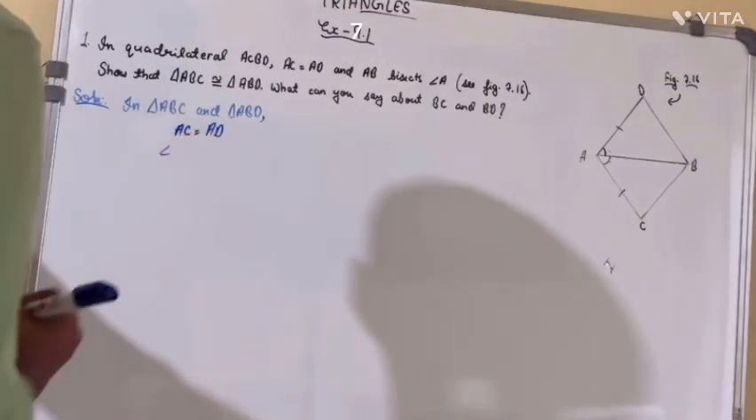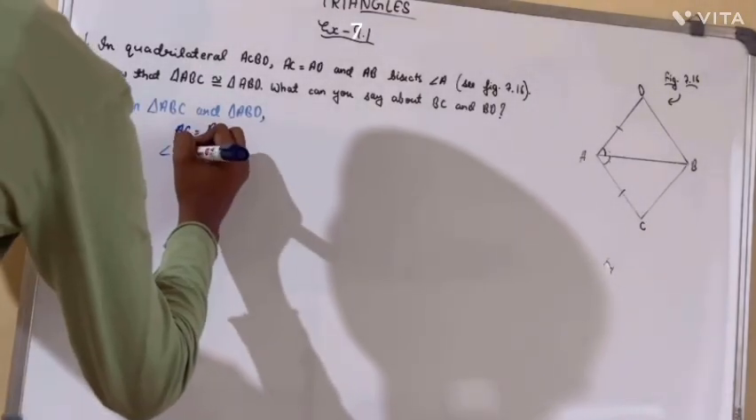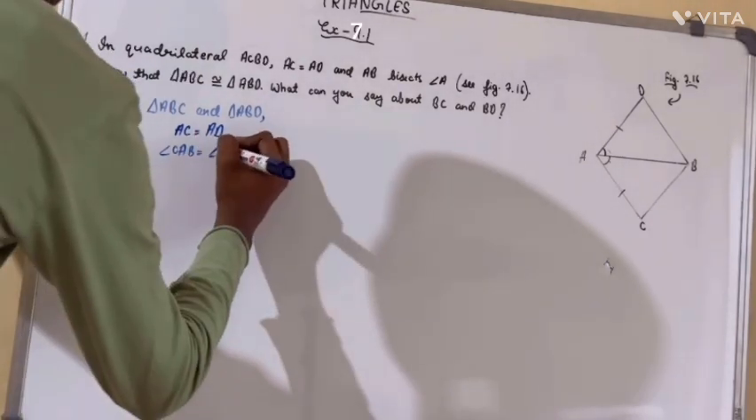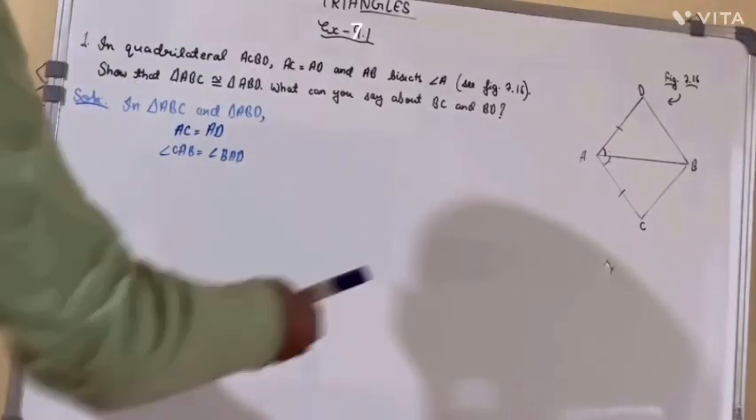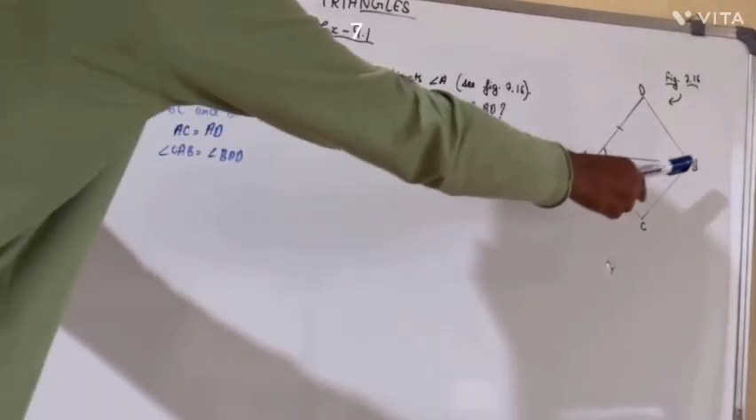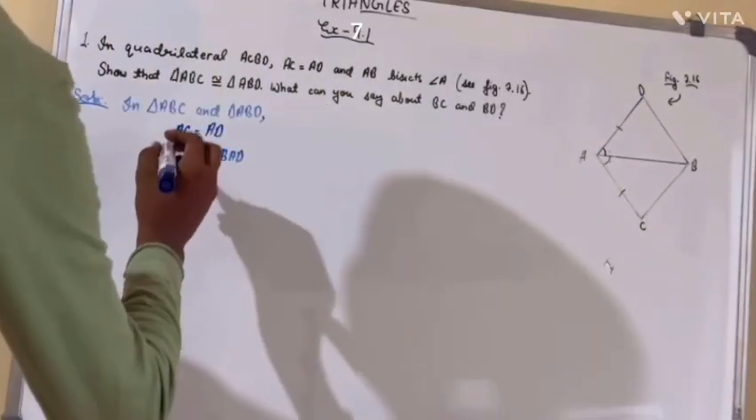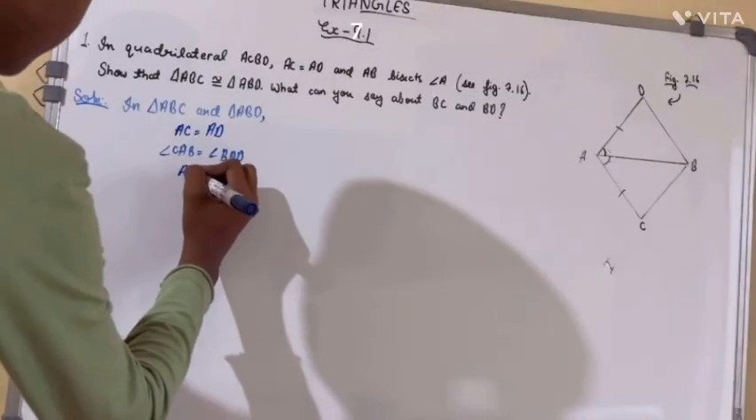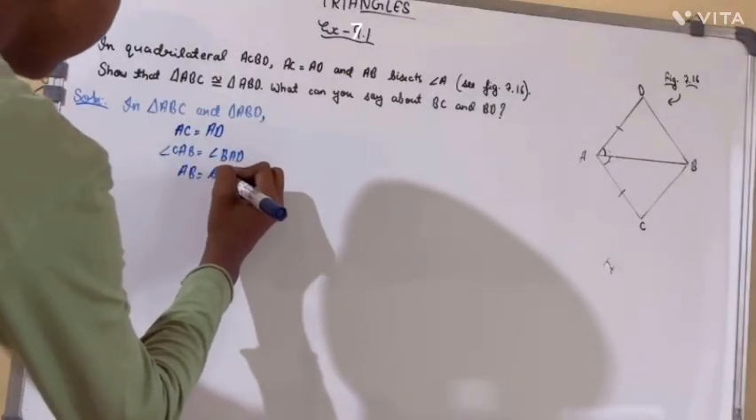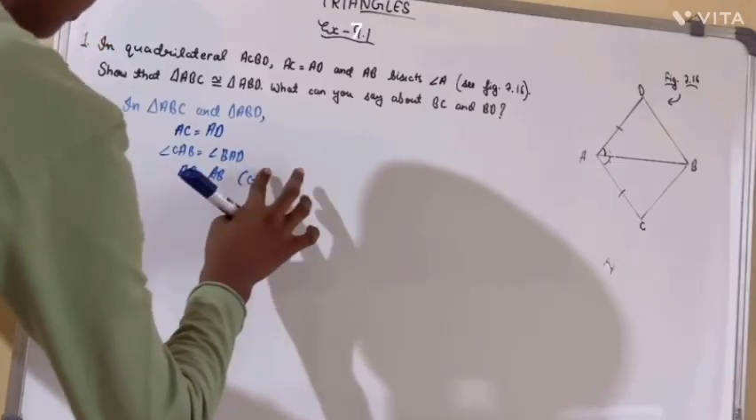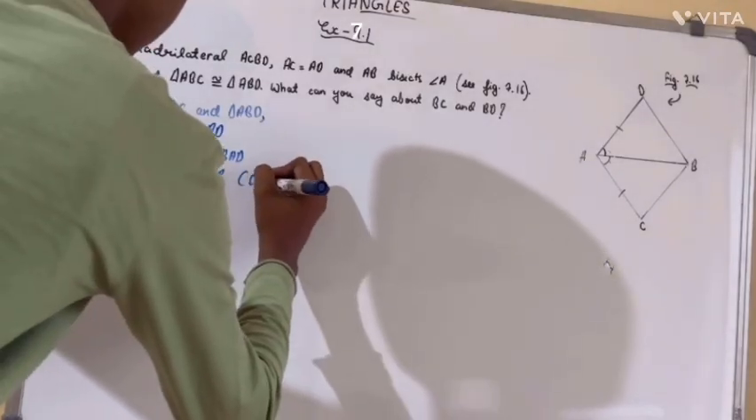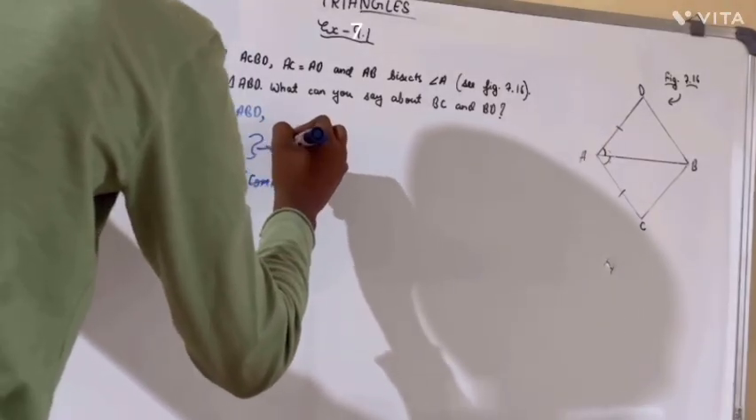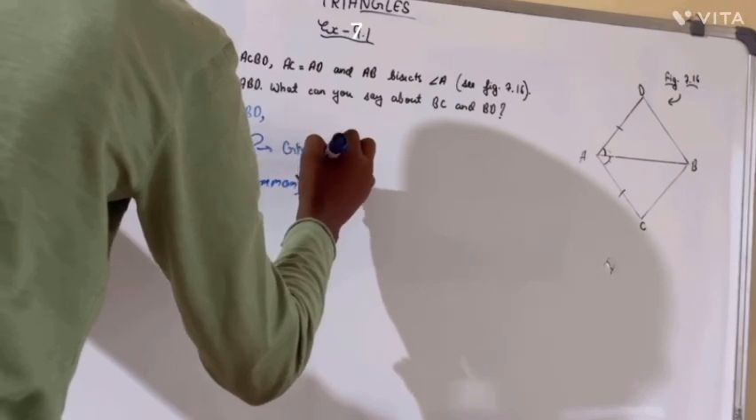So angle CAB is equal to angle BAD. This angle CAB is equal to angle BAD. And AB is common in both, so AB is equal to AB, common. We have to write the reasons also. For these two, reasons will be given in the question.